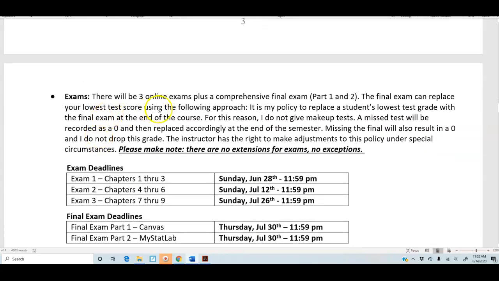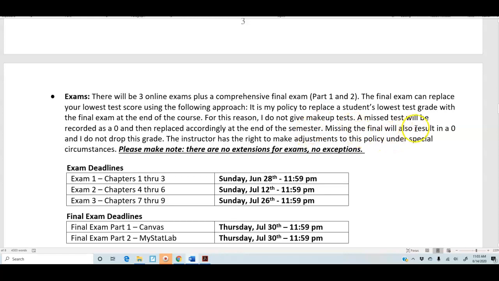Exams. There will be 3 online exams plus a comprehensive final exam, parts 1 and 2. The final exam can replace your lowest test score using the following approach. It is my policy to replace a student's lowest test score with the final exam at the end of the course. For this reason, I do not give makeup tests. A missed test will be recorded as a 0 and then replaced accordingly at the end of the semester.